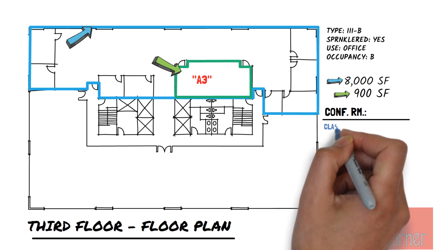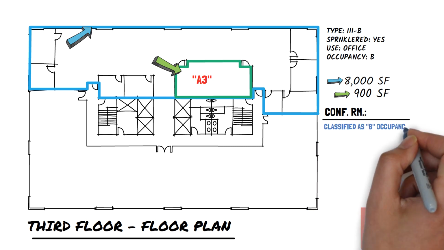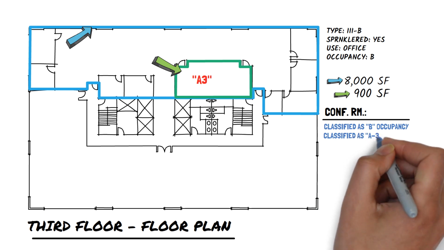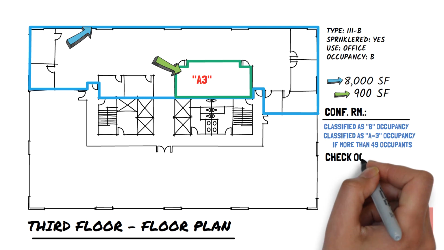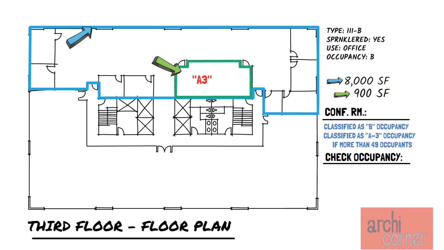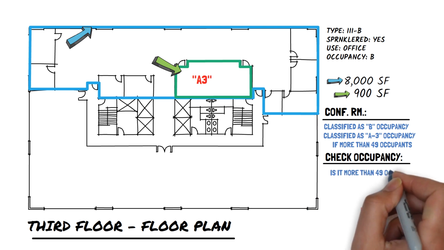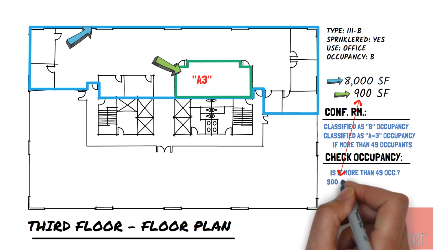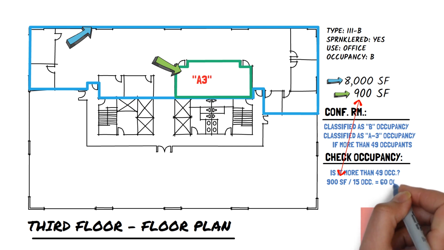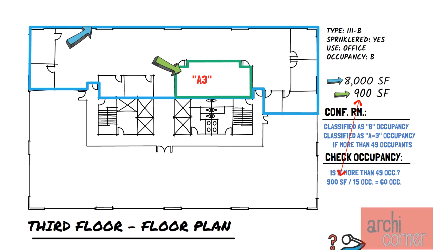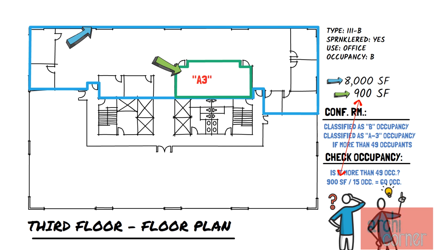I don't want to get too much off subject here, but have in mind that a conference room only becomes an A3 occupancy if it has more than 49 occupants. Therefore, for the purposes of this example, let's assume that the conference room has 60 occupants. And that's because 900 divided by 15 equals 60 occupants. If this is a bit confusing to you, there is a video that has been created on how to calculate occupancy loads. A link to this video will appear on the screen now, and you can also find a link to it in the description below.